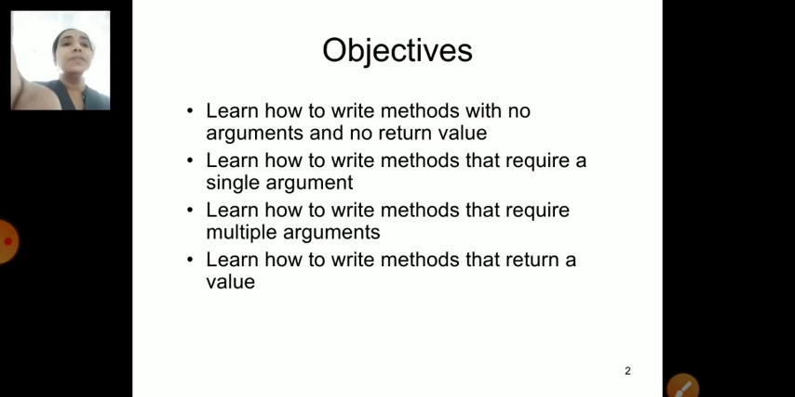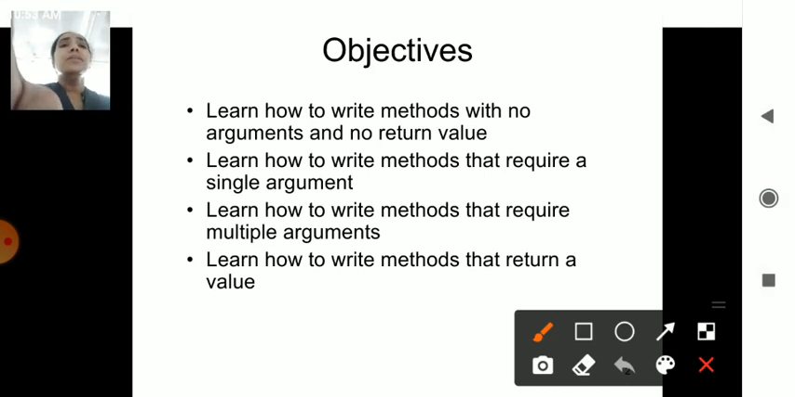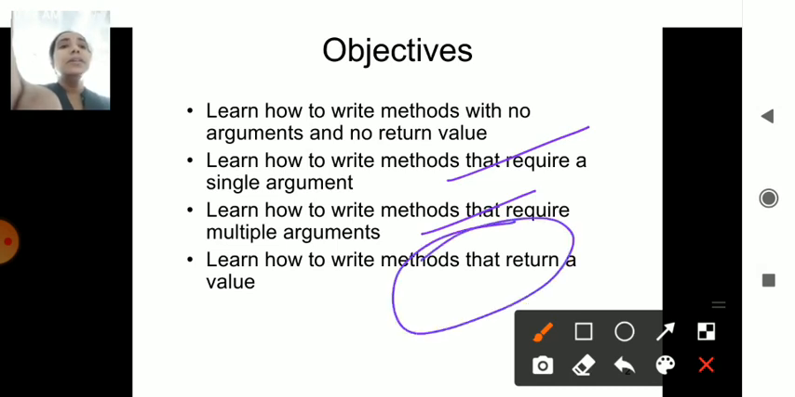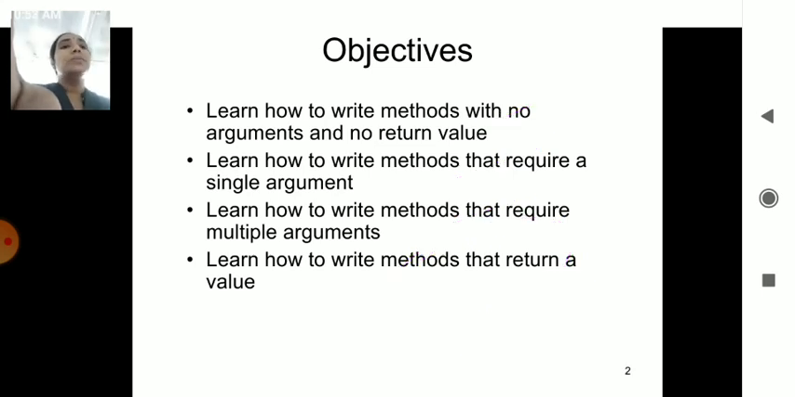It may be with no arguments and no return values, or with a single argument, and even multiple arguments can be declared, and even methods which return a value. That we will be learning today. So first, no arguments and no return type, then a single argument in the method, then multiple arguments in the method, and methods with arguments that return a value. That we will be learning today.